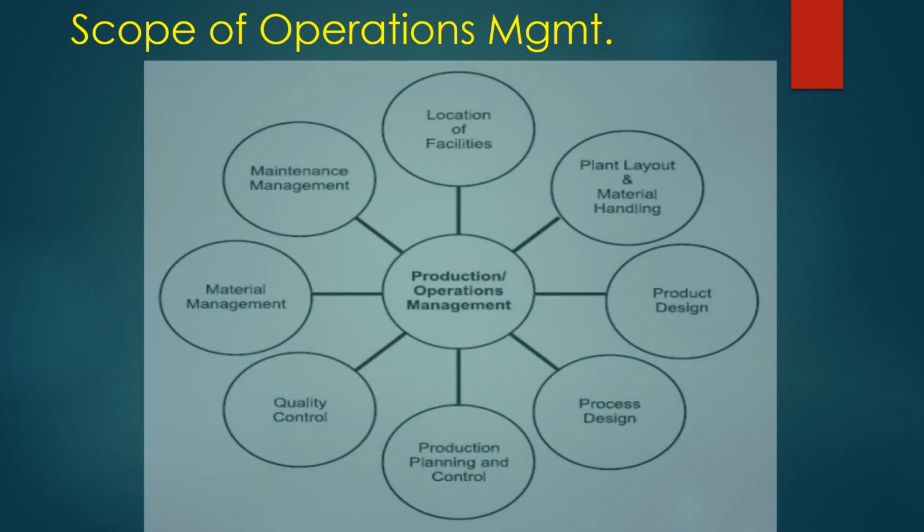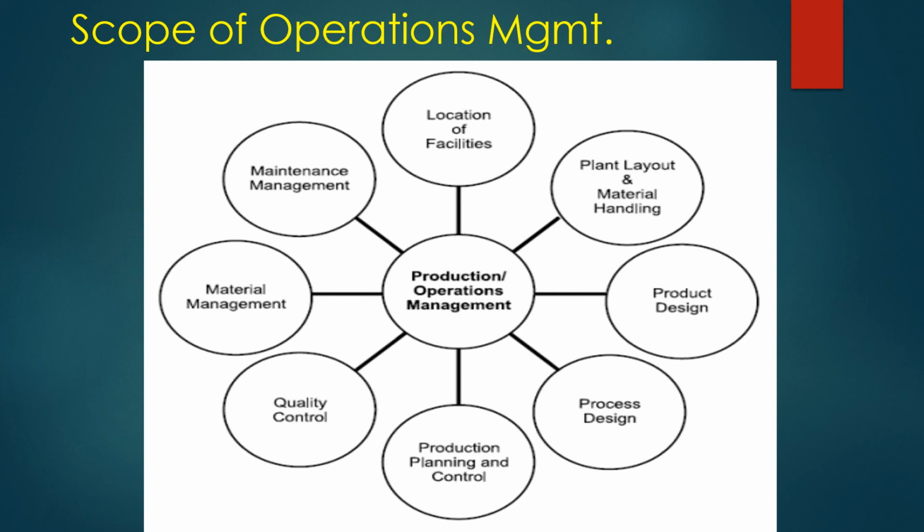Next, we have scope of operations management. It refers to the area where operations management is performed. So we can see over here, operations management is concerned with location of facilities, plant layout, material handling, product design, process design, production planning control, quality control, material management, and maintenance management.